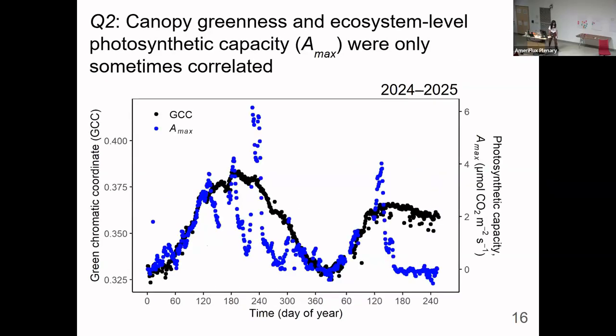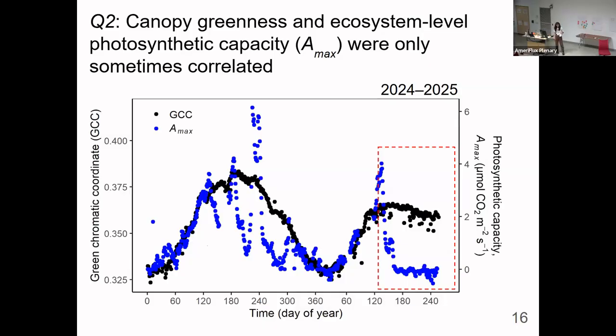So moving on to the CO2 fluxes. Canopy greenness was only sometimes correlated with the ecosystem photosynthetic capacity. For example, during the springtime, AMAX rose along with greenness, illustrating strong phenological control on the CO2 fluxes as these evergreens woke up from winter. But that high level of correlation dropped off over the summertime. And this last summer, we even saw photosynthetic activity completely crash, even though the canopy remained green.